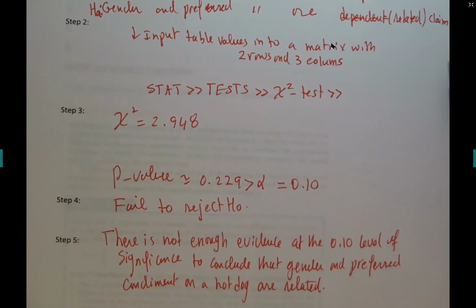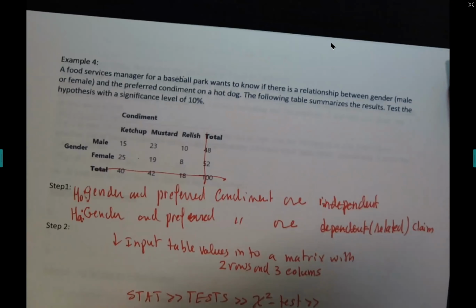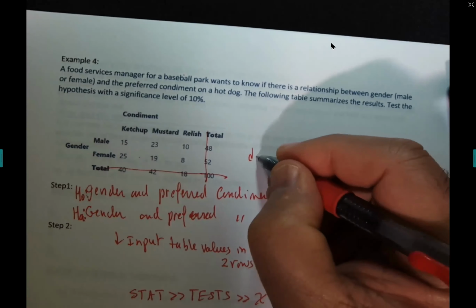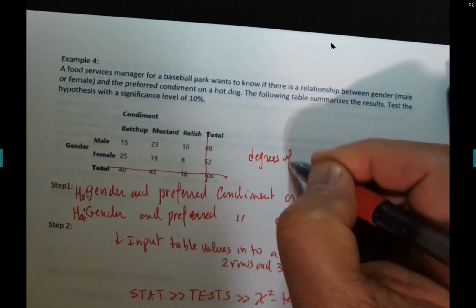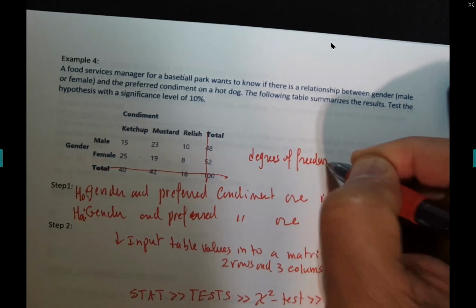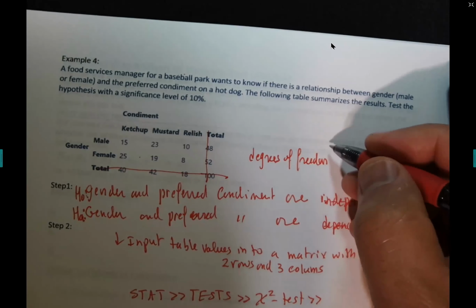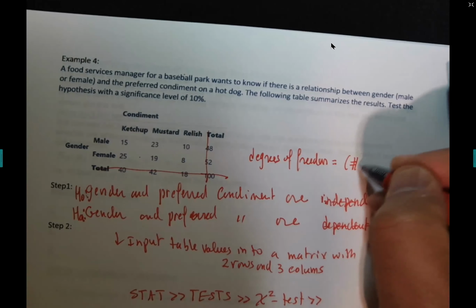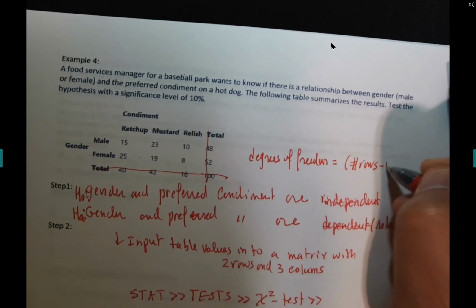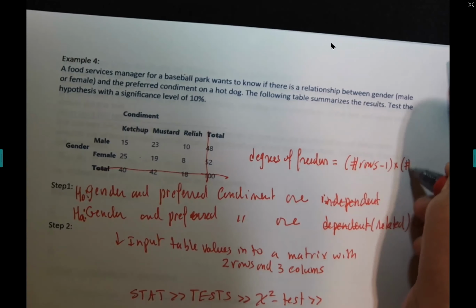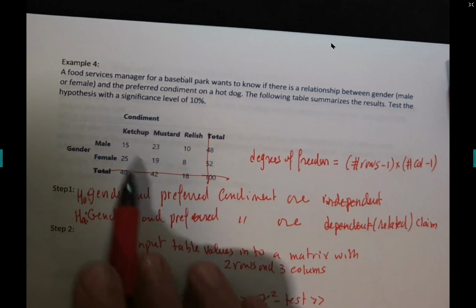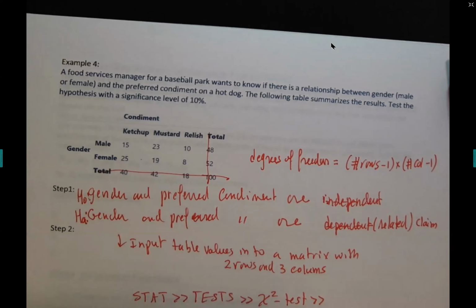If you want to know about the degrees of freedom, guys, for the chi-square independence test, I'm just going to give you the formula, but you probably won't need it. For the goodness of fit test, it is number of categories minus 1. Here it is number of rows minus 1 times number of columns minus 1. So what would it be for this, guys? What would be the degrees of freedom? Can you tell me?